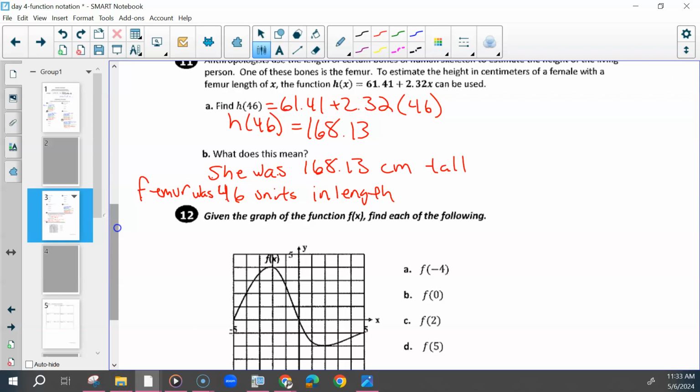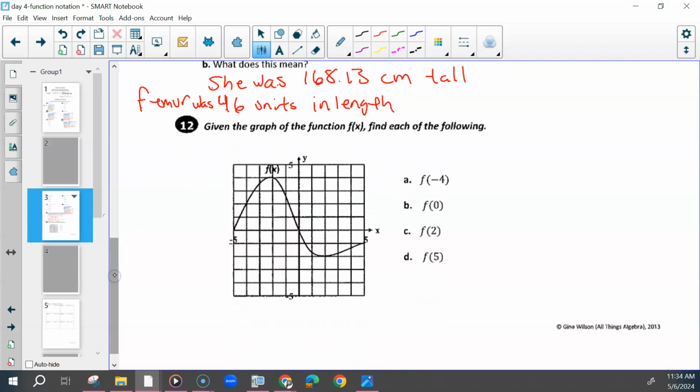Questions on 11 before we do 12? So 12 is very much the same thing, but now it's on a graph. So it's saying when x is negative 4, what is the y value there?